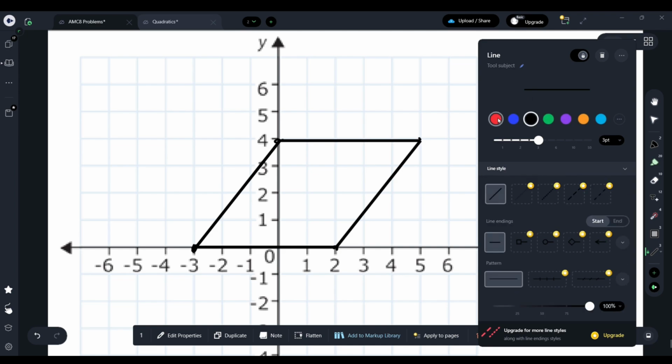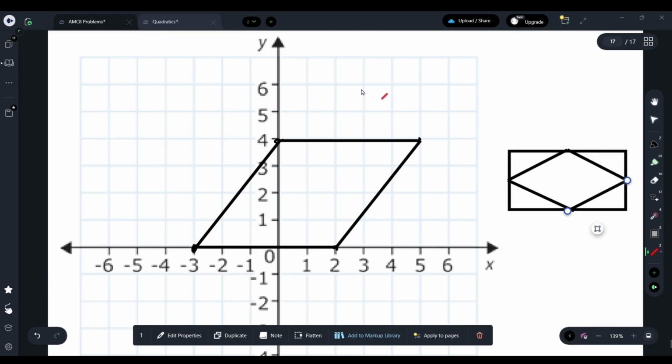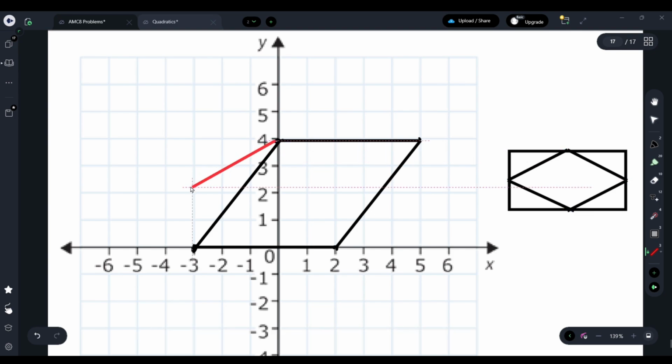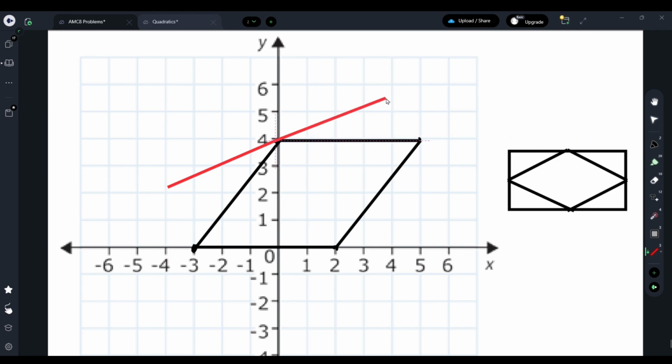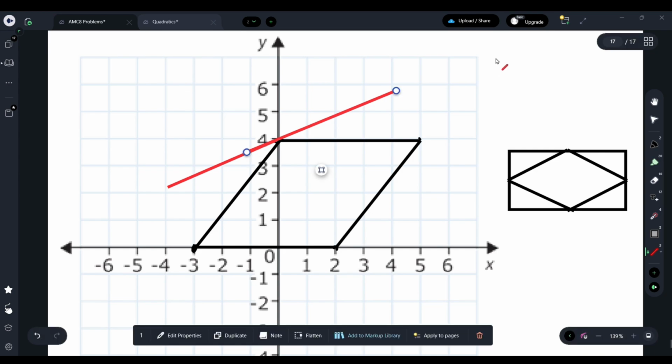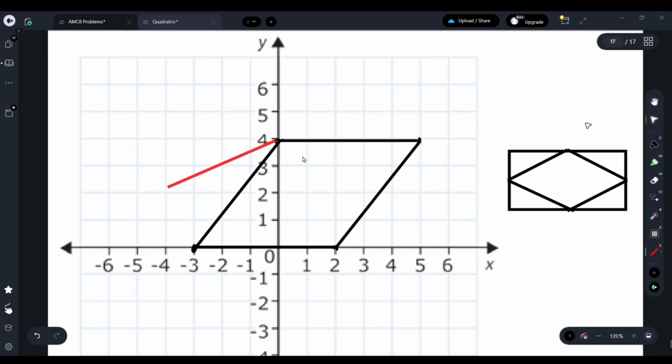We'll draw it in a red color here, and it should look something like this, coming downward. That's one side, and something just like that. After we do that, we can just find the rectangle. It's pretty easy, but let's look for a shorter way here.